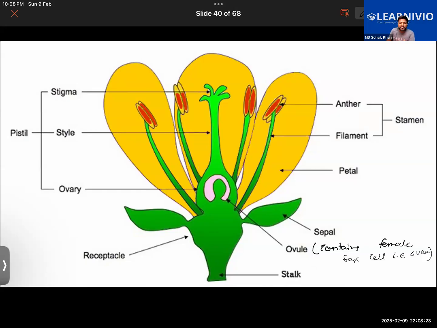Now, where in this the pollen grains are found? Okay, let me see your answer. What you've answered: B, B, C. Yeah, where is the pollen grain found? For this one, you have answered B, anther. Yeah, in the anther, correct.